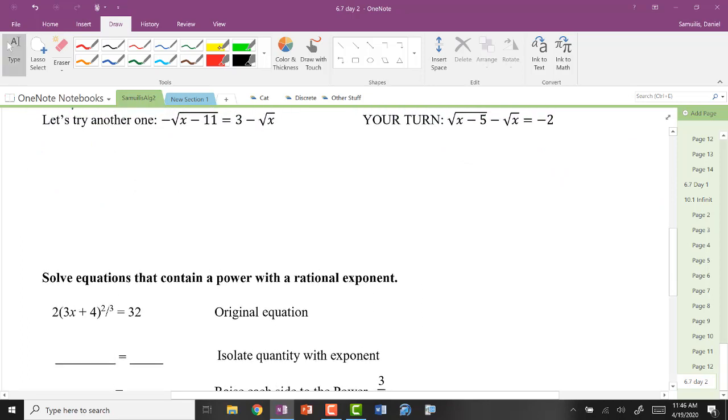Okay, so the x's or these roots are already on opposite sides of each other. Great, so that saves me a step. So I'm going to square both sides. When I square that, a negative squared is a positive.